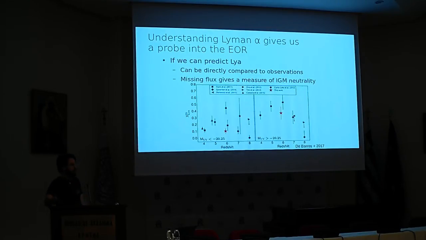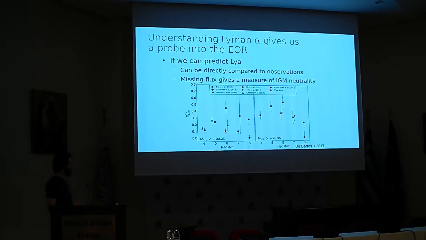But we can only do this if we actually know what kind of Lyman alpha is emitted. Otherwise, we have nothing to compare our measurements to. This is a figure from De Barros 2017, showing the fraction of Lyman alpha emitters as a function of redshift. It gives an indication that the neutral fraction of the IGM is indeed increasing, because the fraction of Lyman alpha emitters is dropping off at higher redshift. So Lyman alpha is probably being intercepted somehow.